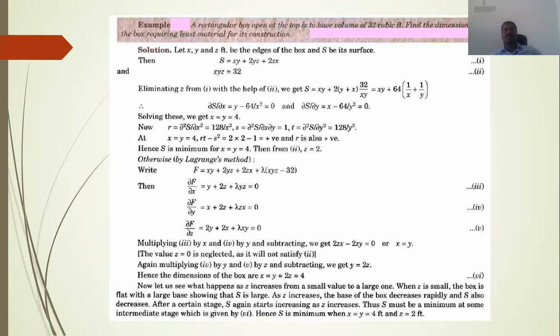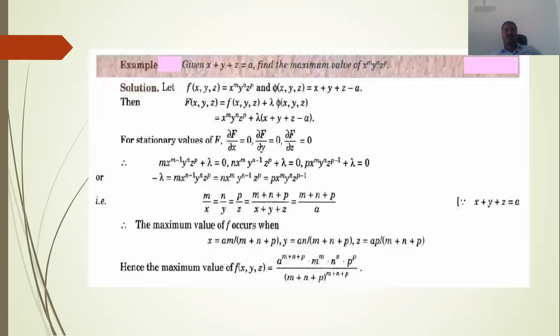Okay. Let's do another example. Given x plus y plus z equal to a, find the maximum value of x power m, y power n, z power p. So the objective function is x power m, y power n, z power p. The constraint is x plus y plus z equal to a. So f of x, y, z in this case is x power m, y power n, z power p. And the constraint is phi of x, y, z equal to x plus y plus z minus a equal to 0. Construct a new Lagrange function.